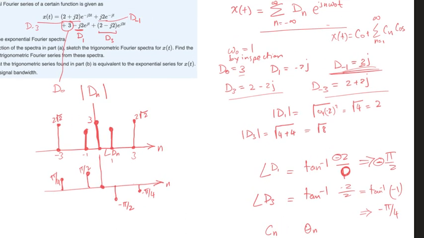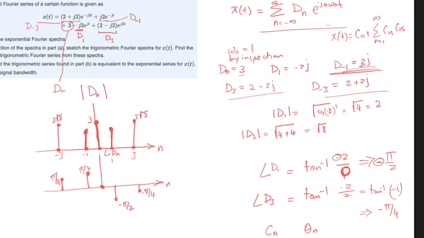What's the difference between Cn and Tn? Cn is called the compact trigonometric representation. So now we don't have a complex exponential in the equation. It's all cosines with phase shifts, the theta n. Okay, so Cn is like Dn, but with the trigonometric part.